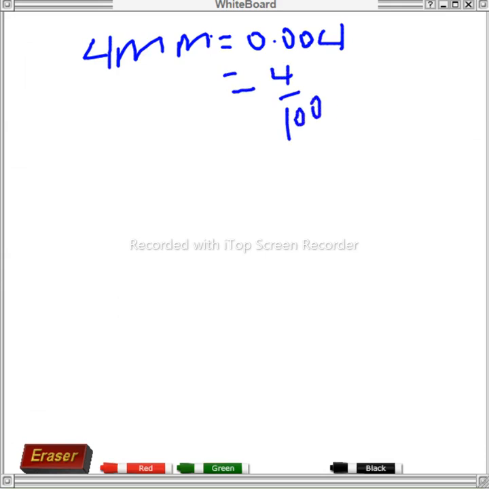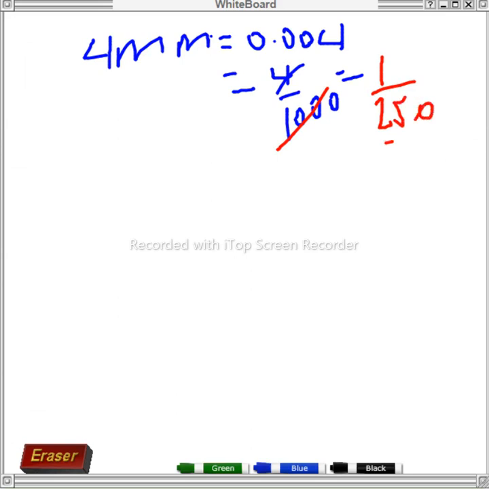4 over 1000. Let us simplify it. 4 divided by 4 is 1, and 1000 divided by 4 is 250. This is a simplified fraction, and this is the decimal answer. So this is all about A.